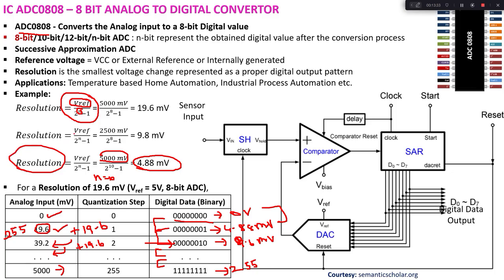Another option is by changing the reference voltage. So instead of using 5 volt as a reference voltage, I can change it to 2.5 volt, which is 2500 millivolt. In that case also, the smallest voltage change which can be measured gets improved. Even 9.8 millivolt variation can be measured properly. So this resolution plays a very vital role in ADC. The applications where we can use these ADCs for sensor measurement are temperature based, home automation, industrial process automation, etc. Numerous applications are available.